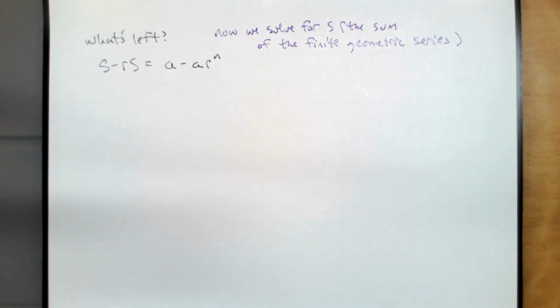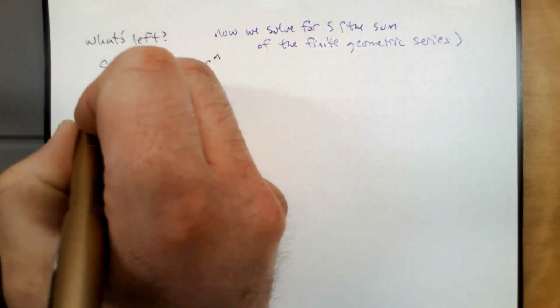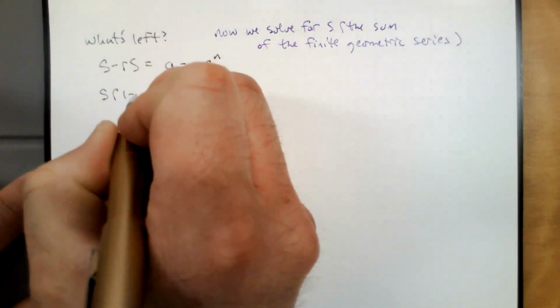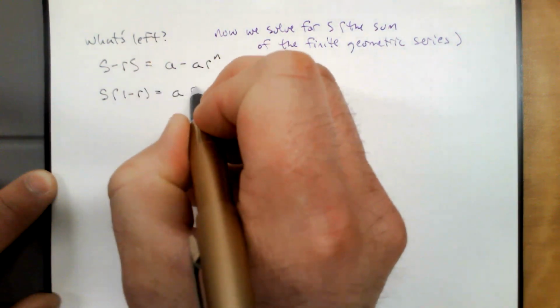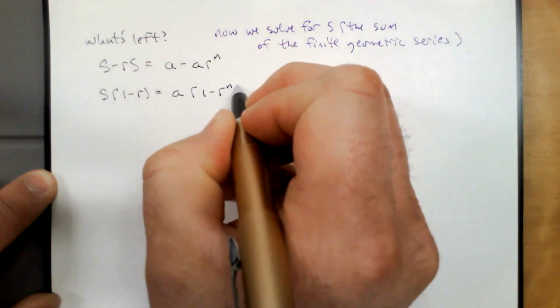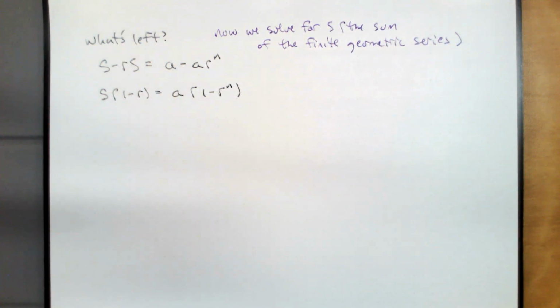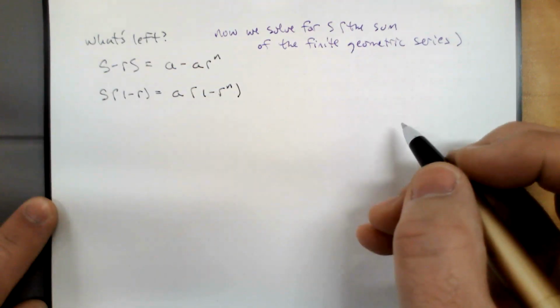To do that, we're going to factor out the S. That leaves behind a 1 minus R. Over here, we're going to factor out the A, just to make things clean up a little bit. We're looking for S, so now we just divide by the coefficient 1 minus R.